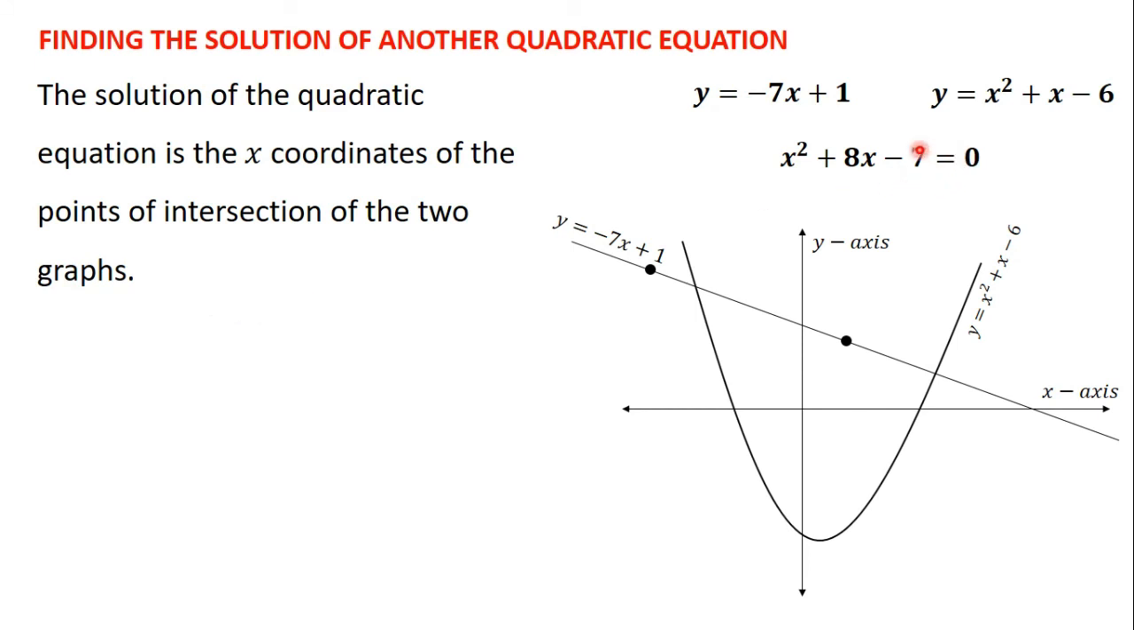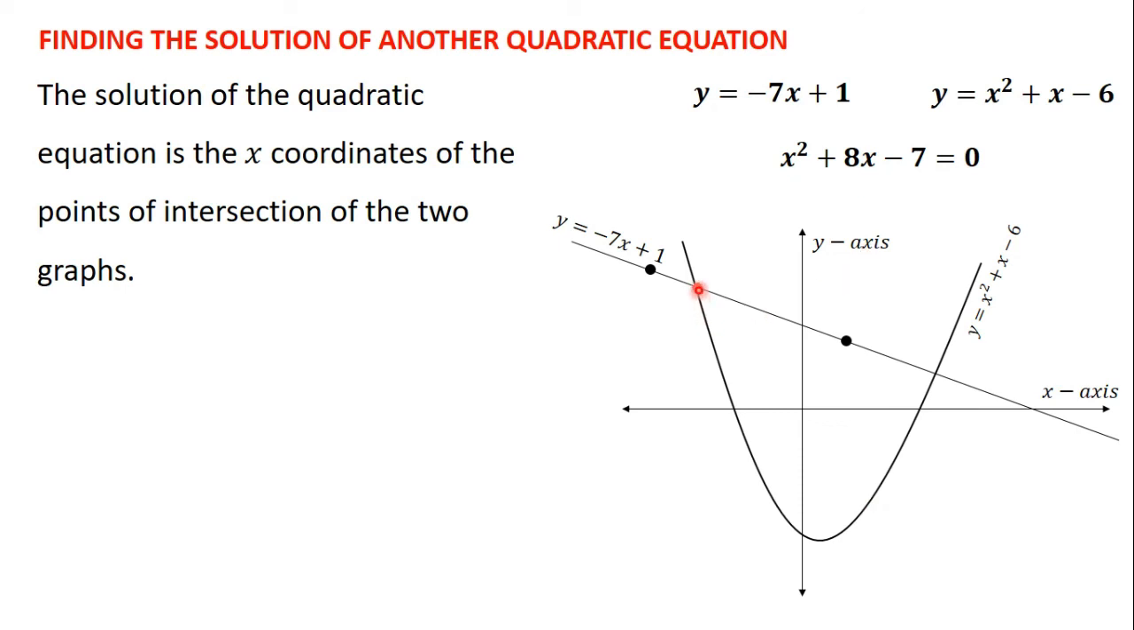As we have seen, when we subtracted this quadratic equation from this quadratic function, we had this linear function. After drawing the graph of this linear function on the graph sheet, we can see that the straight line and the quadratic curve intersect at this point and this point. We are learning here that the solution of this quadratic equation, which is x squared plus 8x minus 7 is equal to 0, is the x coordinates of the point of intersection of the two graphs. So the x coordinates of the point of intersection of the straight line and the quadratic curve will give us the solution of this quadratic equation.